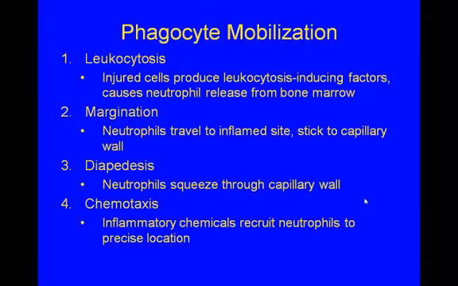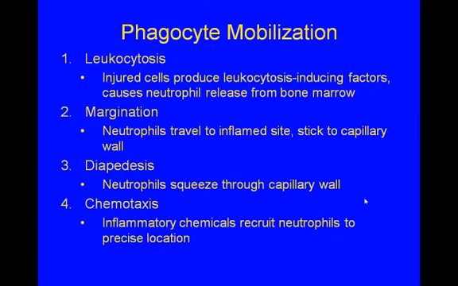All right, so if we're going to mobilize these phagocytes, we've got a couple of steps. First, you have leukocytosis. This is where the injured cells produce leukocytosis-inducing factors that cause neutrophil release from the bone marrow. So essentially, you cut yourself, you get an injured area, immediately you release chemicals to the bone marrow and go, okay, I need you to start amping up, start releasing more of these neutrophils for me.